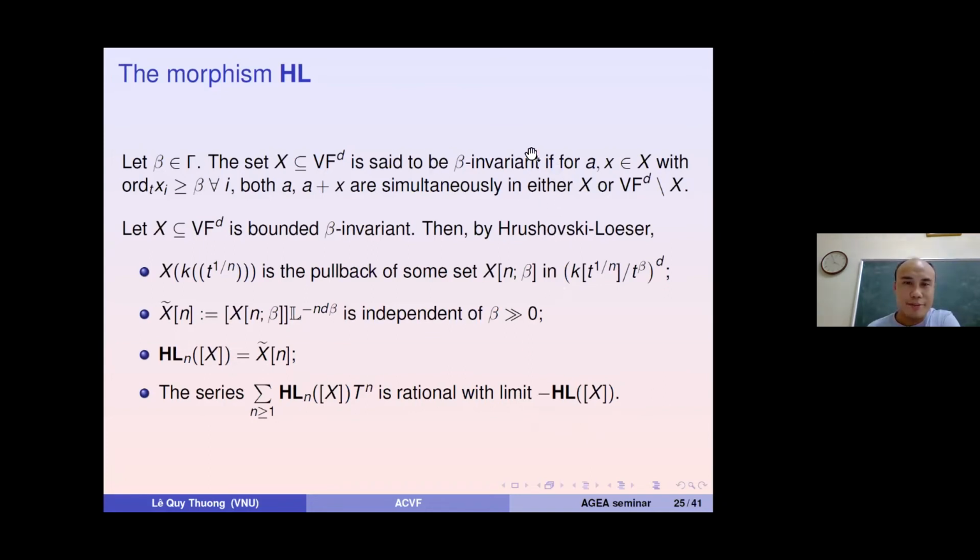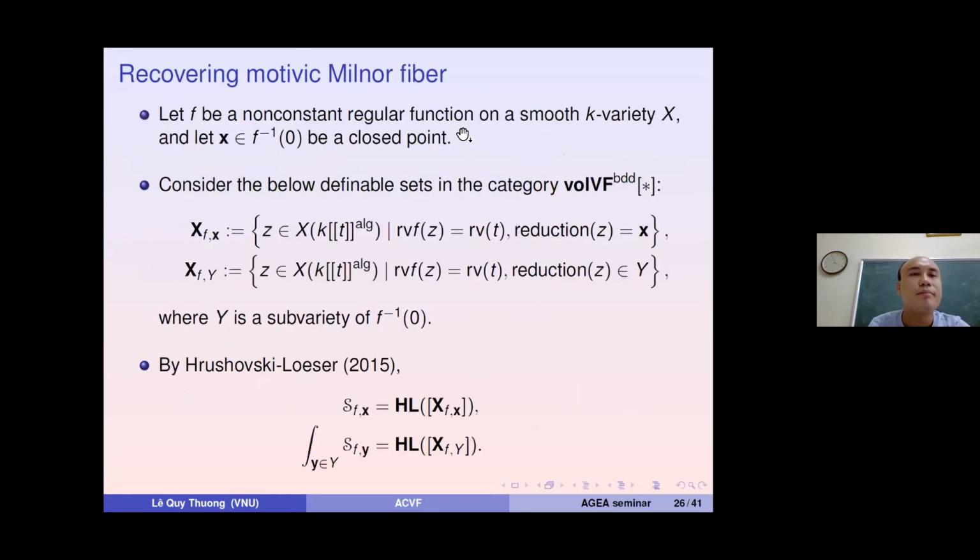And this kind of definable subset is very special, and it corresponds to the stable cylinders in the center of the nebula. So now they can recover the motivic Milnor fiber.